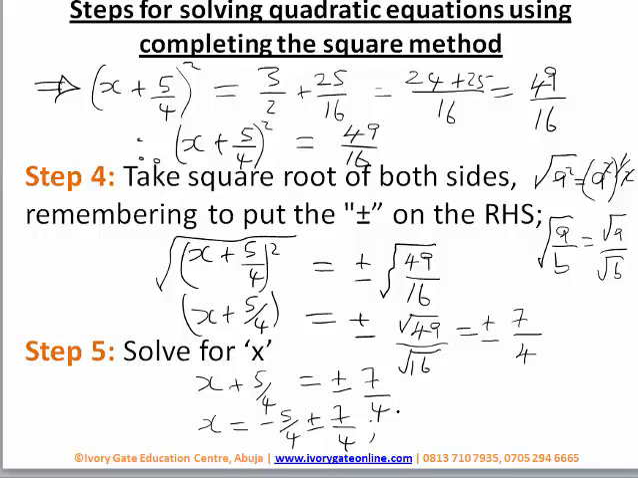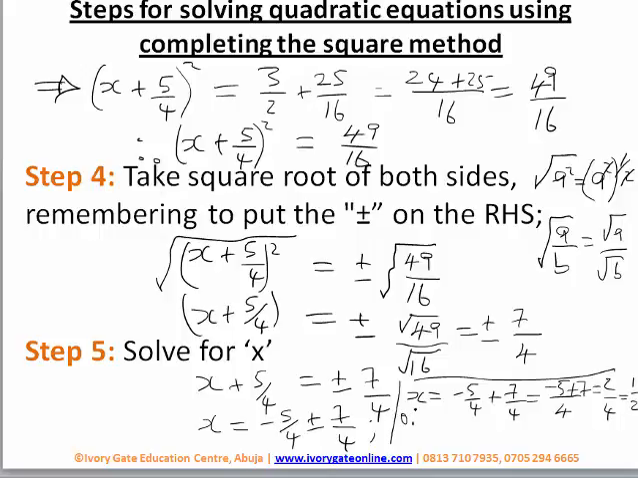Therefore, because of space, let's do something like this. We now have x is equal to minus 5 over 4 plus 7 over 4. That is, we are taking one of these. In that case, the LCM is 4. 4 divided by 4 is 1 times minus 5, then plus 4 divided by 4 is 1 times 7. So this is minus 5 plus 7, which is the same thing as 7 minus 5, which is 2. 2 over 4 gives us 1 over 2 as our answer.